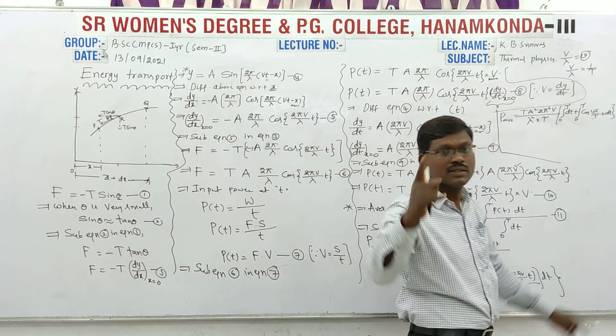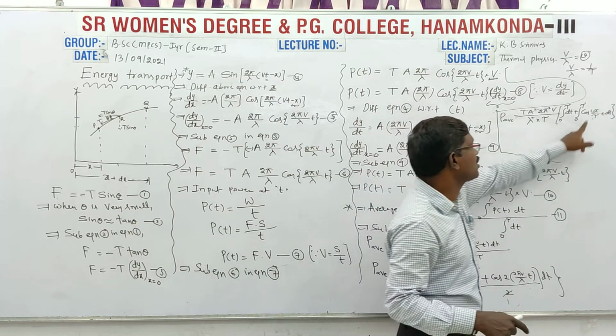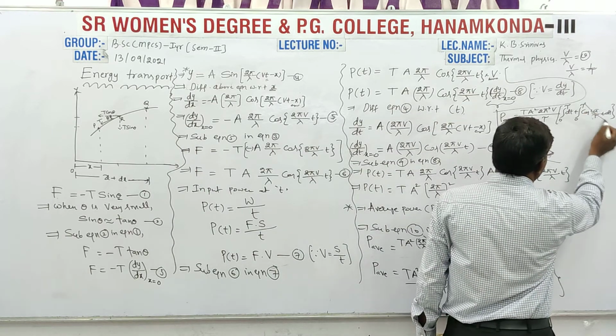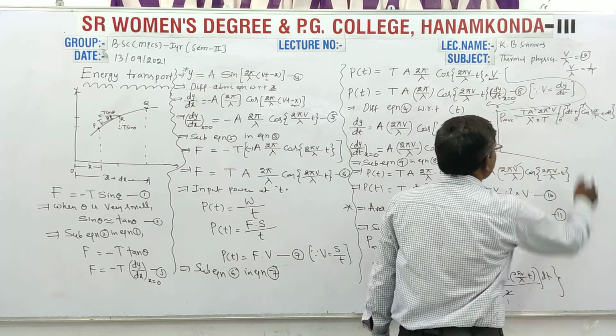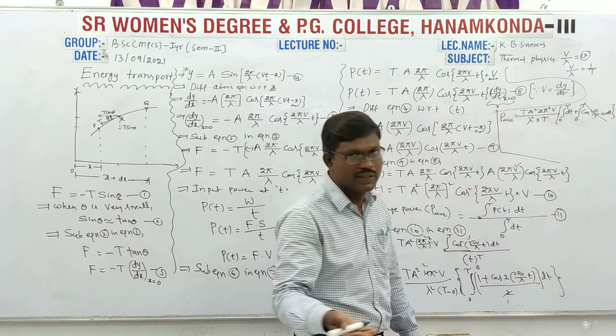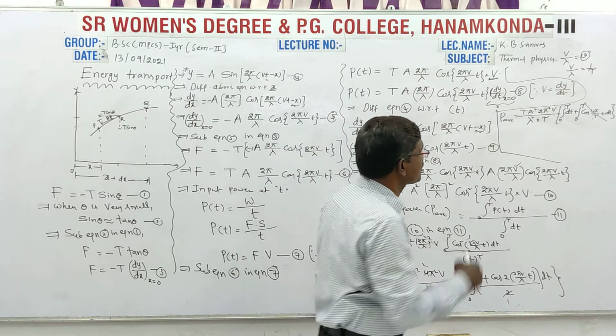Sine 4 pi 0 minus lower limit sine 0. So this whole term becomes 0. So no need to do the integration. Already we did this type of integration in our previous lecture.